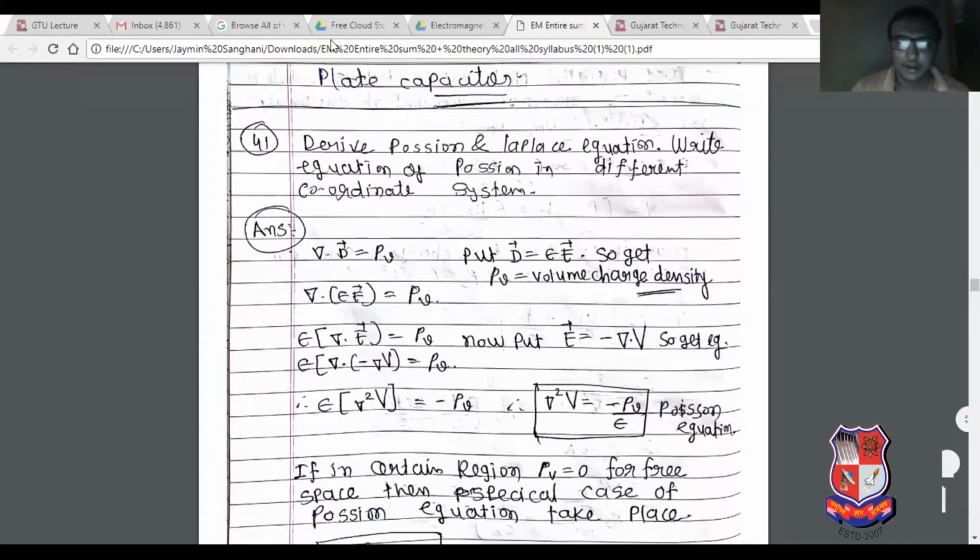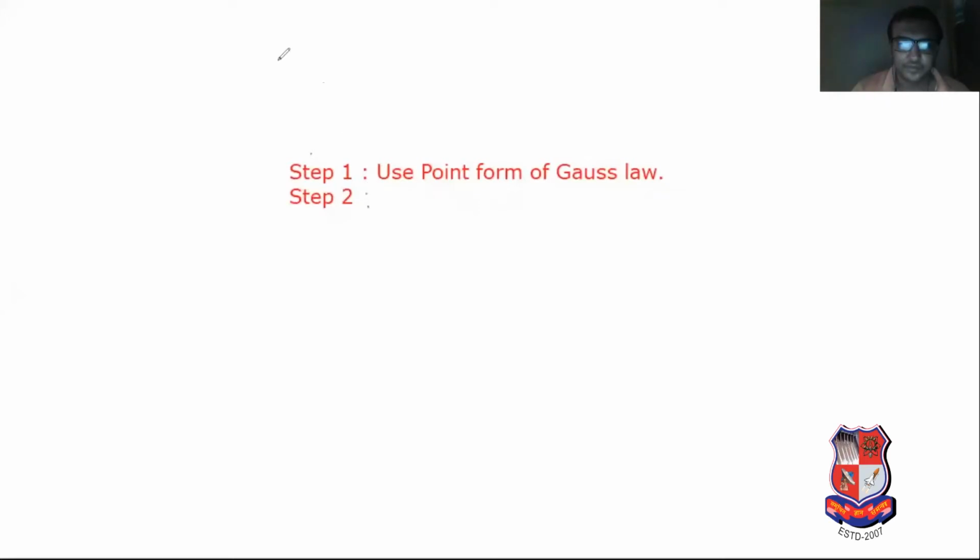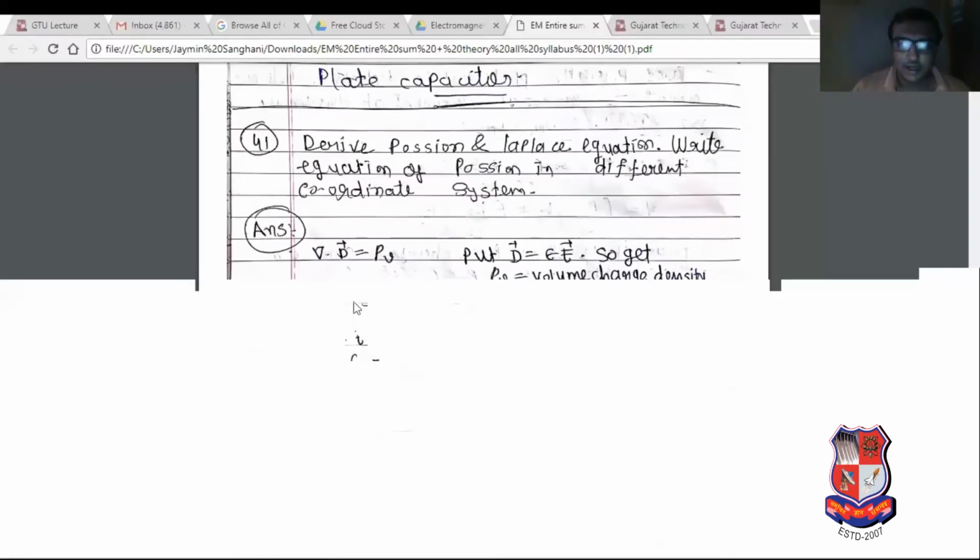So put D equal to epsilon into E, I have written here. So we can get this equation: epsilon common, del dot E equal to rho v. Now what is the relation between E and V? E equal to minus del V.